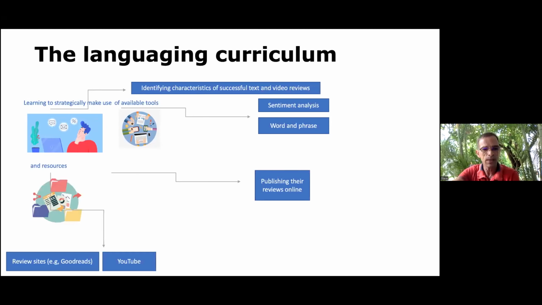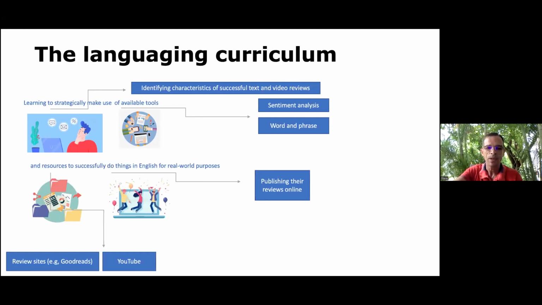The resources that we were using here in our course were the review sites like Goodreads or Amazon and YouTube, where the students were uploading their reviews to. And the real world purpose, of course, is to publish a review and let other people read it, and sharing their ideas with other people. And I think that was a very motivating thing for students, that they have an opinion about something and they could share it, and that other people were interested in what they were sharing. That is a motivating outcome for the students on the course.